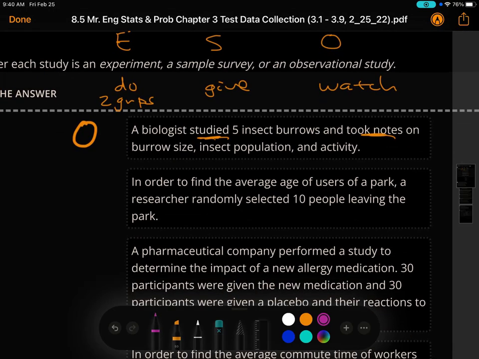In order to find the average age of users of a park, a researcher randomly selected 10 people leaving the park. Okay, so here I'm just kind of like surveying people. So this would be an S. This is not an experiment because I'm not comparing two groups.